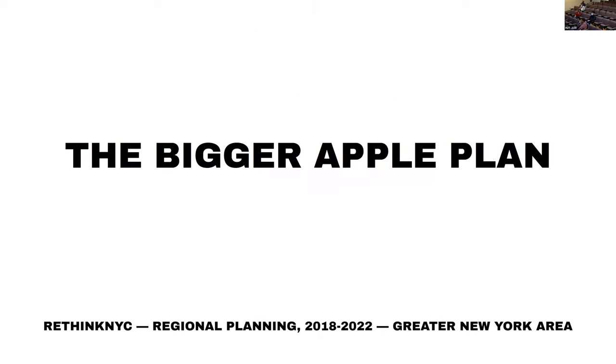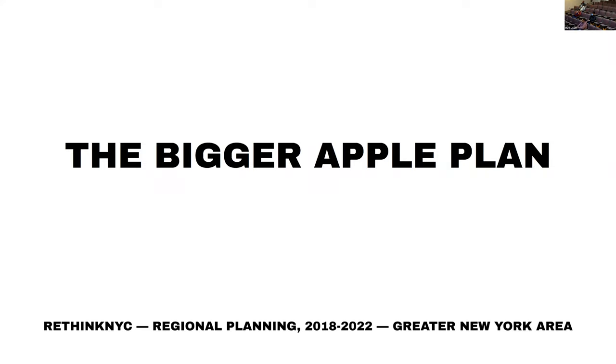So now I'm gonna go through the next few projects pretty quickly so we can have some space for time. But this is the project I've been working on the last 4 years that I've lived in New York since I finished school. It's called the Bigger Apple Plan. It's for an office called Rethink NYC with my friend Jim Venturi. And it's an example of regional planning in New York.